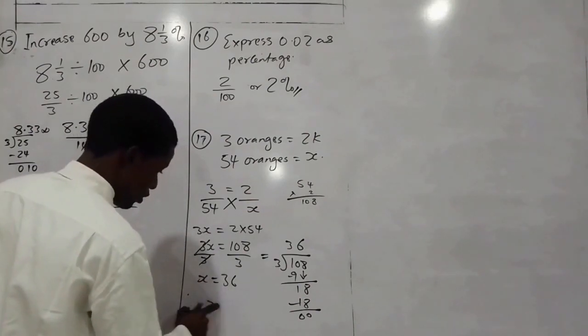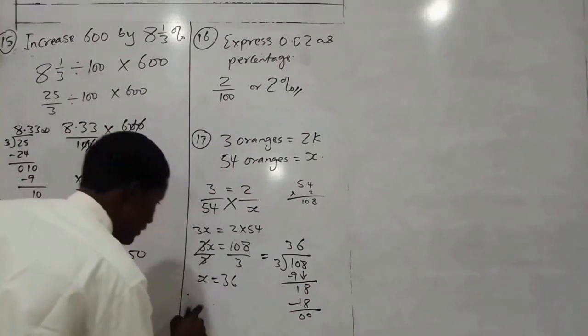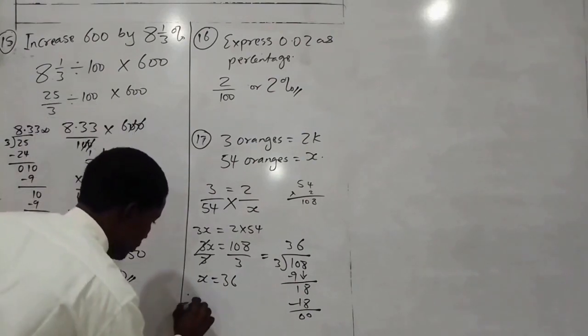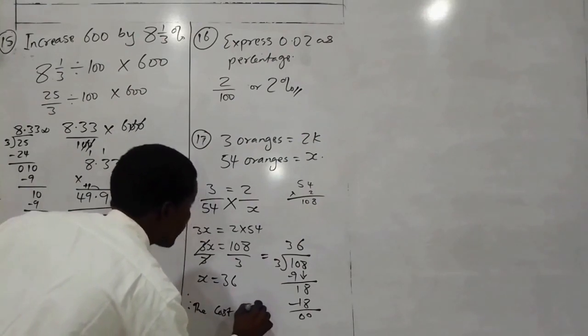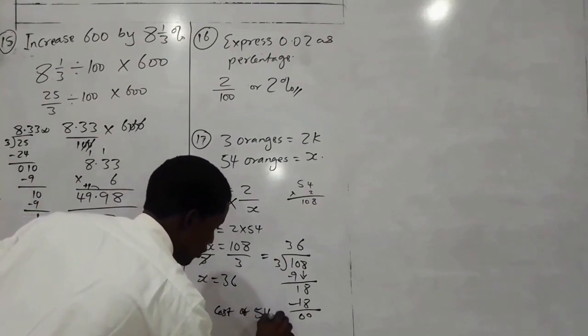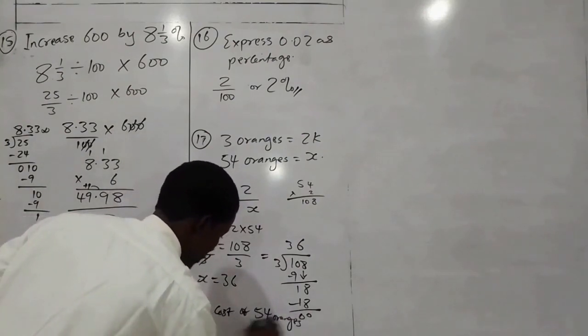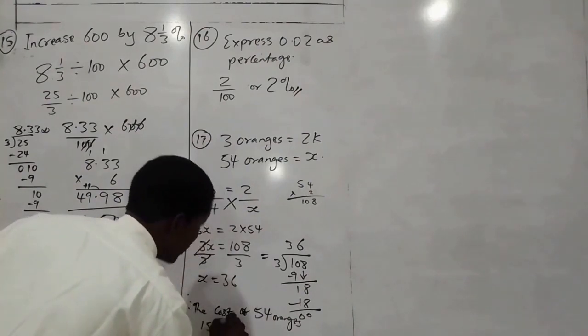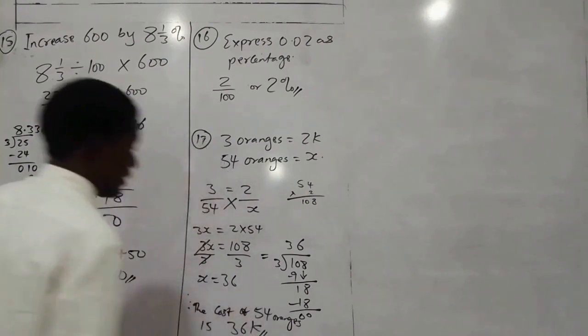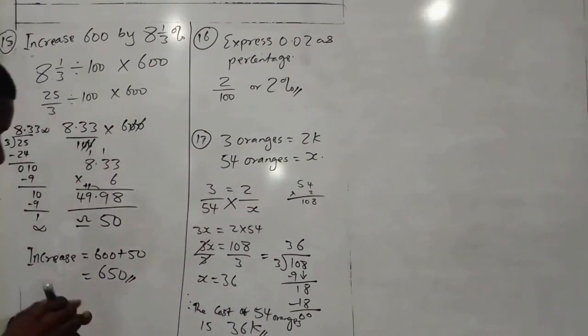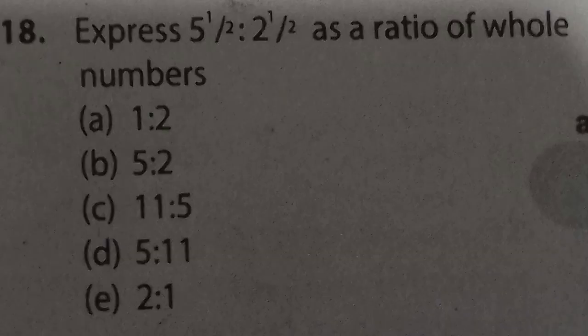Therefore, the cost of 54 oranges is 36k. Is 36k. That is the cost of 54 oranges.